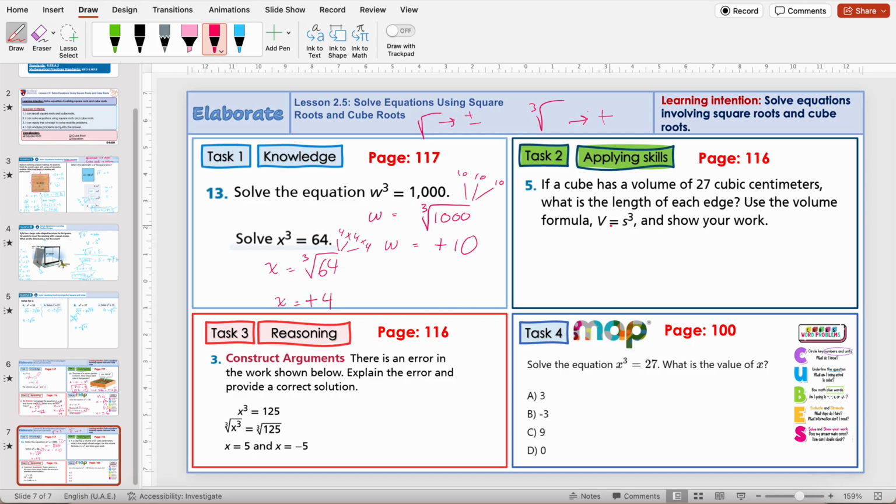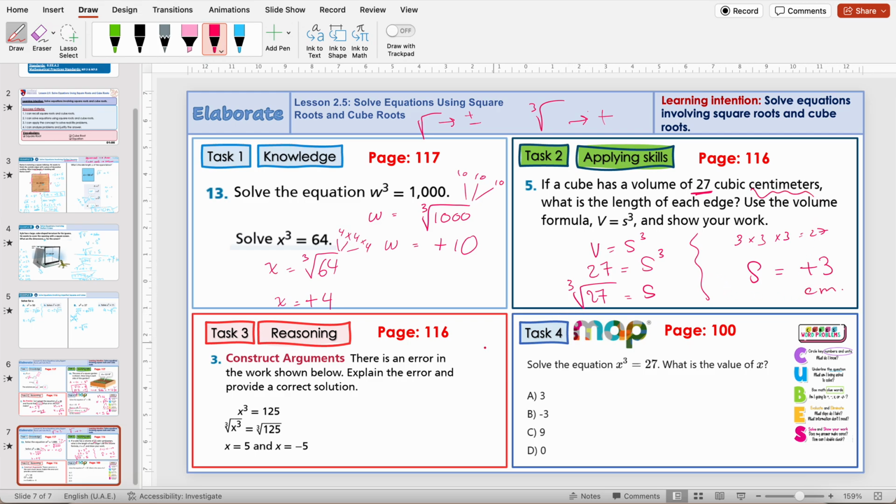Okay? If a cube has a volume of 27, so the volume is side cubed, and the volume is 27. It should equal the side cubed. What is the side? I have to use the cube root of 27, which is, what times itself 3 times will give me 27? 3 times 3 times 3 is 27. So the side equals positive 3 only. What's the unit? Centimeter.